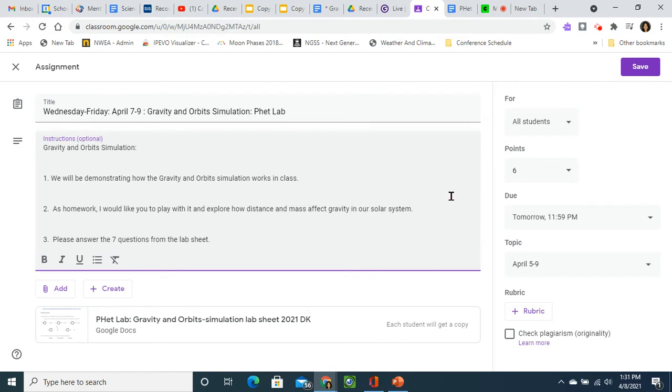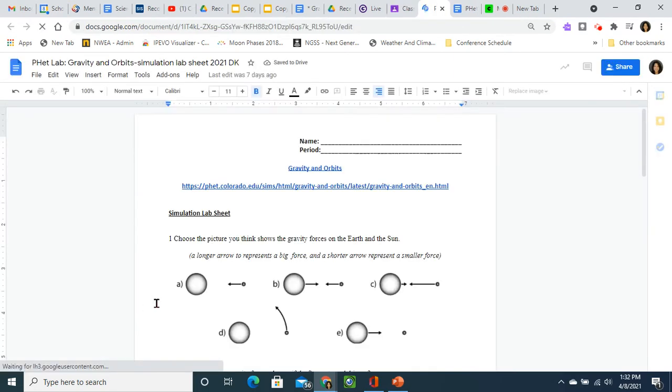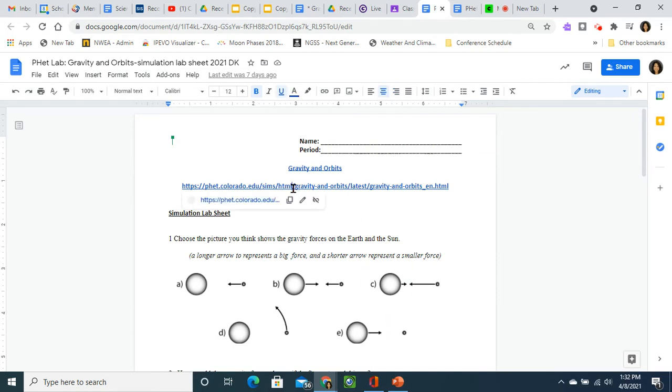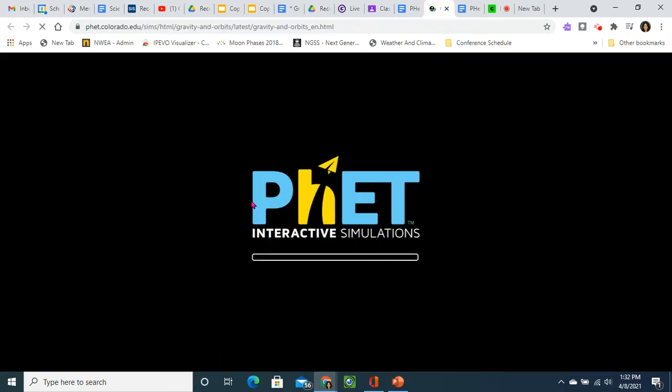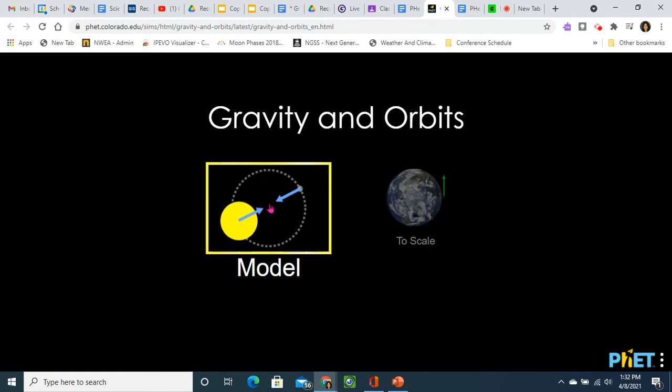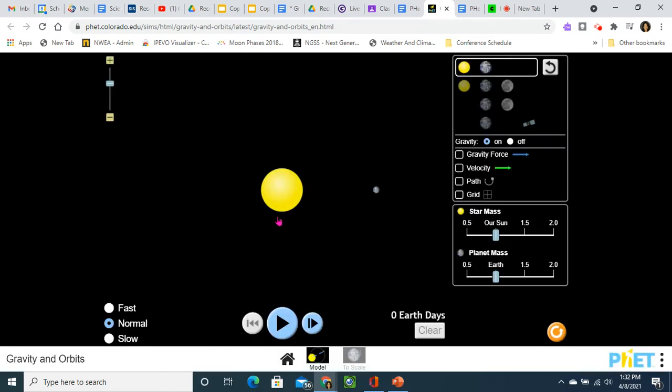We went over these in class, but we'll go over it again. You should go ahead and open your PHET lab gravity and orbit simulation sheet. Once you get there, you're going to be using the website that is listed at the top, and then we're going to manipulate it based on your questions. So here is the website you're going to go to, and you're going to click on Model.